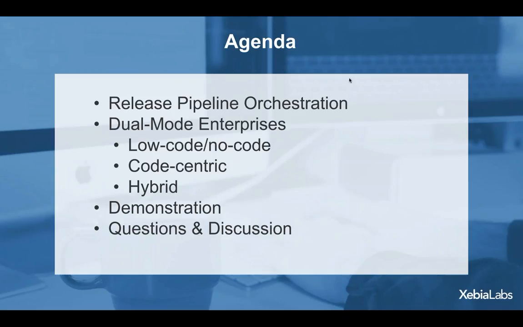Today, at a high level, we're going to speak a little bit about release pipeline orchestration, as that's somewhat of a newer part of the DevOps solution among other automation techniques. But then really what we want to do is talk about this notion of dual mode enterprises and this notion of low code or no code versus code-centric or hybrid environments, and some of the ways that organizations can successfully leverage the mixtures that exist in their organization, automated events and manual events, code-centric and non-code-centric folks, to really scale their ability to deliver the value that DevOps promises at scale.